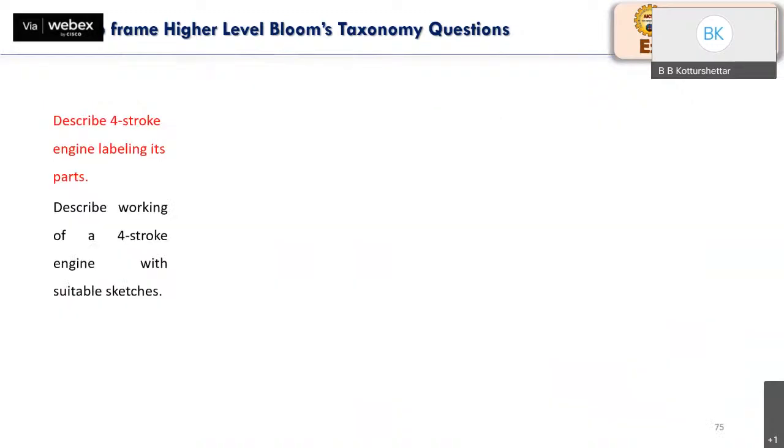Okay. So here there are two questions. One, describe a four-stroke engine, labeling its parts, in the red color. And another question, describe the working of a four-stroke engine with suitable sketches, in the black color. Now, the one in red color is at what level and the one in black color is at what level? Whether both are at the same level or at different levels. If they are at the same level, what is that level? If they are at different levels, then what are those two different levels?